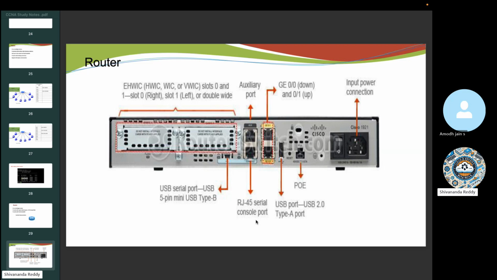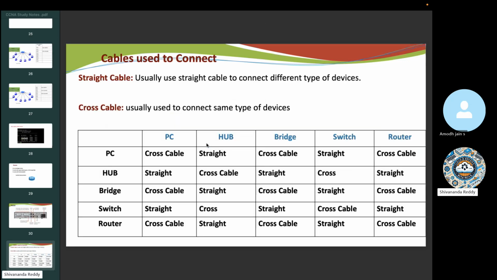Why do we need it? Because we need to get the internet, right? For getting the internet, we can use an RJ45 cable with a connector. Then we also have an auxiliary port, a USB serial port, a mini USB Type B 5 pin, and an EHWIC slot, slot 0, like this. Those we can see physically. So what is the purpose of these? What are these cables, and what is their significance?